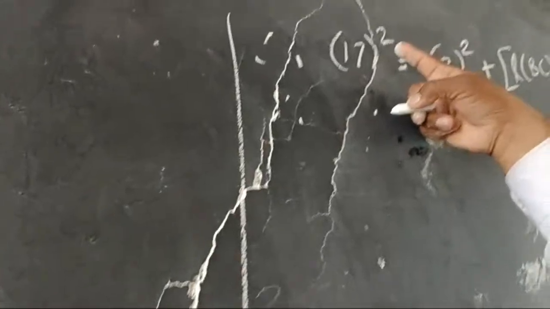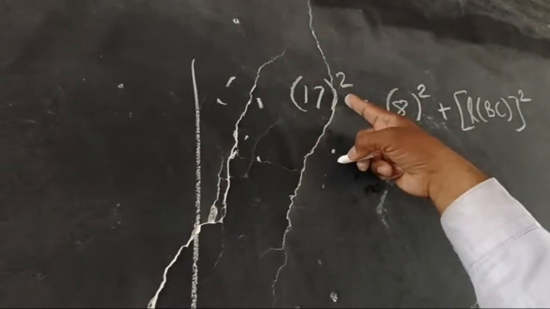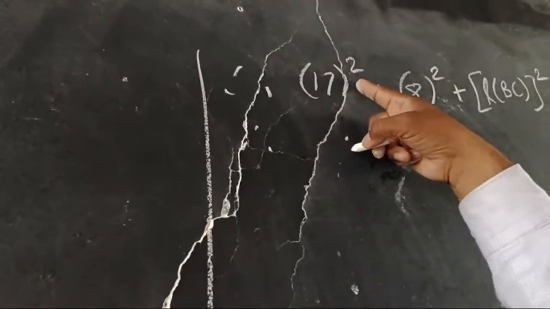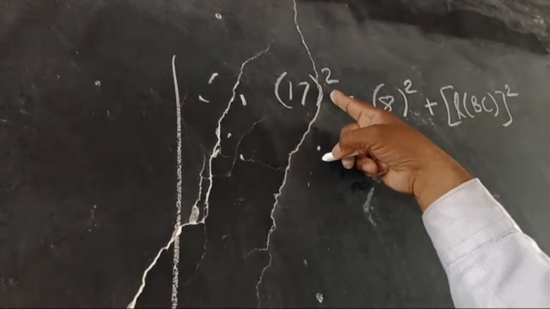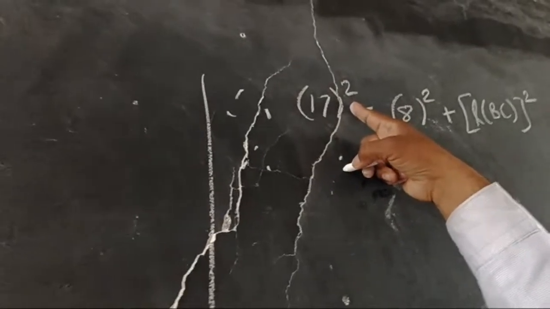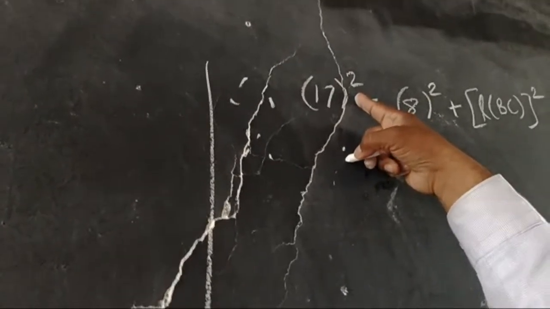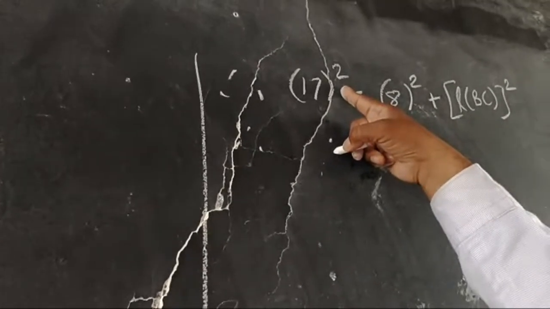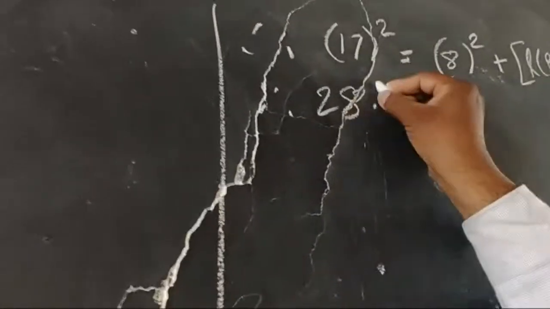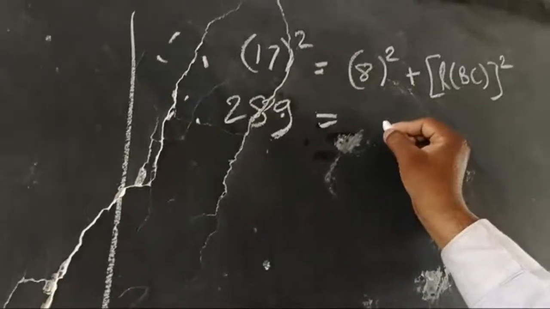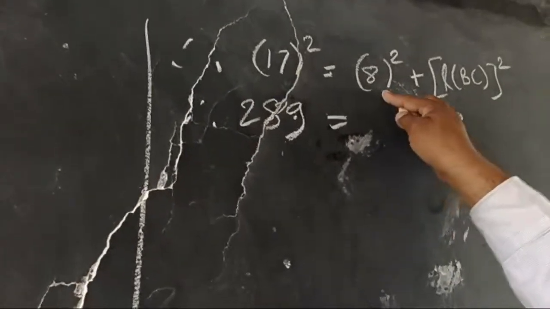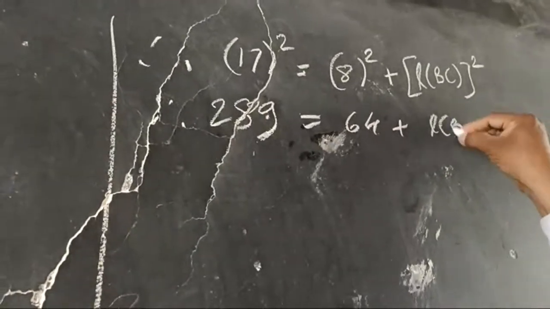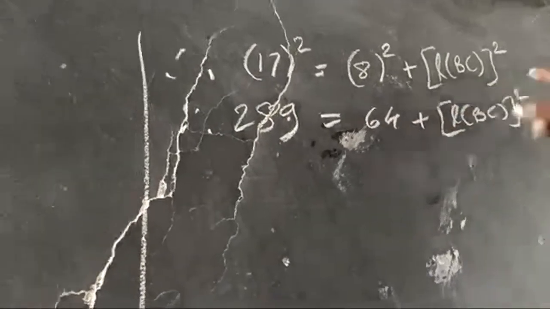Therefore 17 square is, small mistake, 17 square is 289, the correct answer. 8 square is 64, plus length BC square remaining.